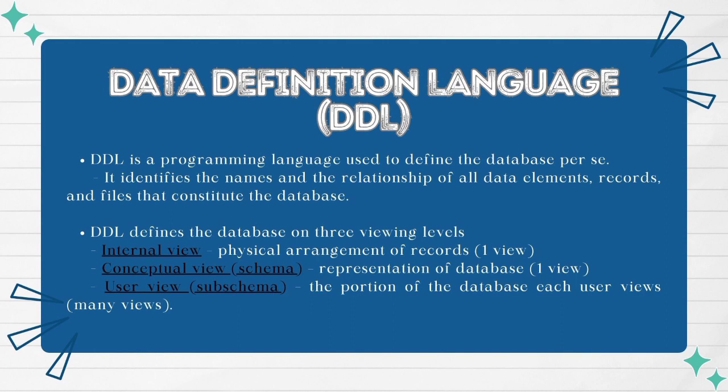First, we have the internal view, which is the physical arrangement of records. This particular view describes the structures of the record, the linkage between them, and the physical arrangements and sequence of records in a file. There is only one internal view of the database.